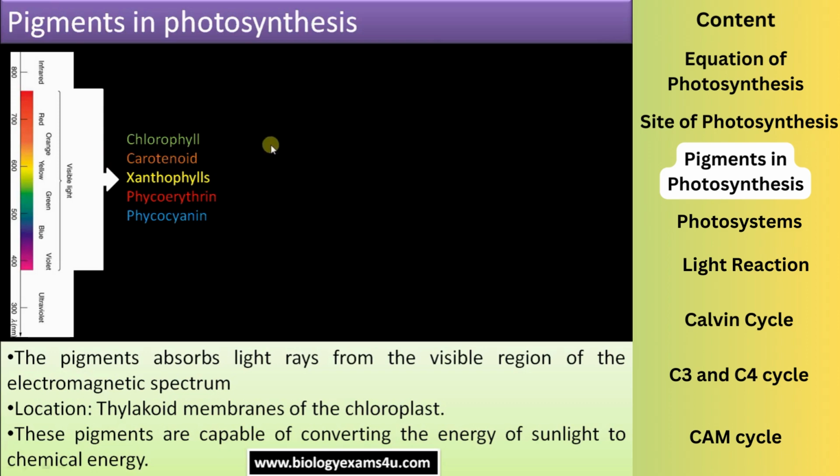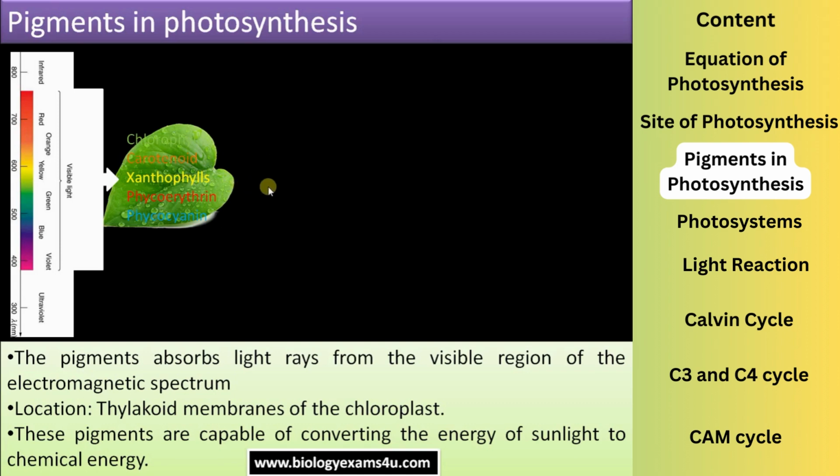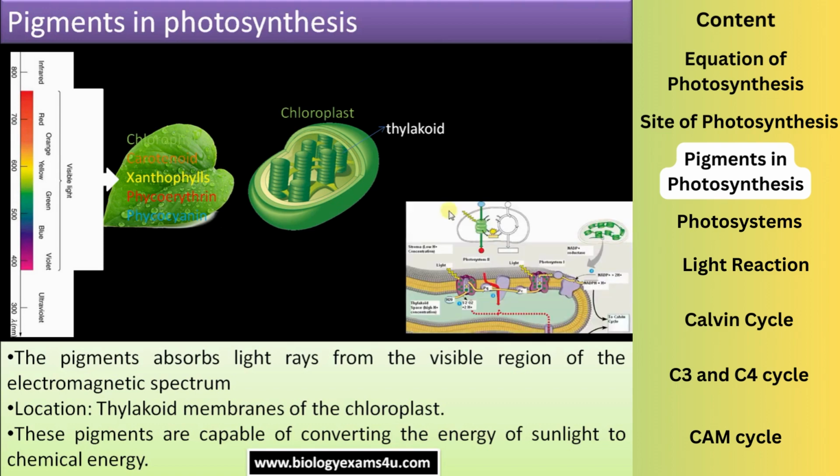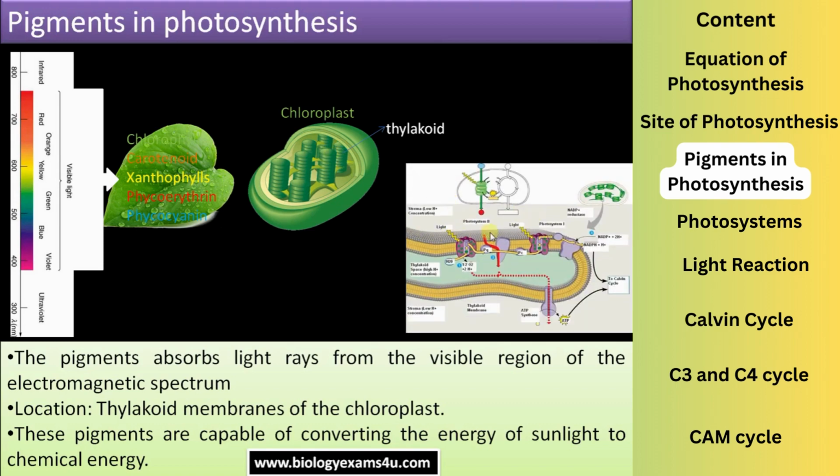Chlorophyll is the most predominant pigment, that is why these leaves appear green. These pigments are located on an organelle which is called the chloroplast in the leaf. Inside the chloroplast there is thylakoid. This stack is called granum and each unit is called thylakoid, and this is an enlarged view of this thylakoid. This is a thylakoid membrane. So pigments are actually located on the thylakoid membrane.